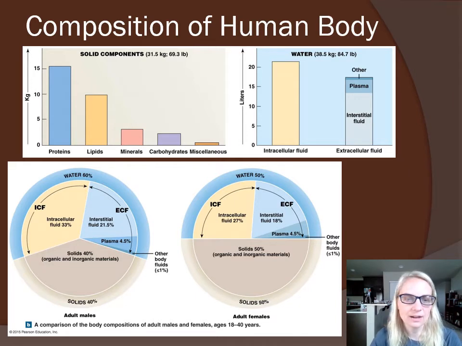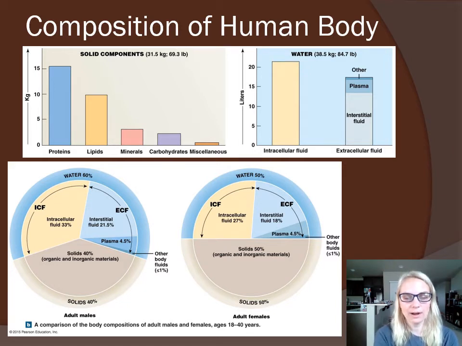So if we take a 150-pound person, about 70 pounds is going to be solid components, about 85 pounds are going to be liquid components. And if we take a look, the water is going to be found in liters. They're showing you liters here of ICF compared to your ECF. And again, the 2 major compartments in the ECF are plasma, interstitial fluid, and the other is kind of all those other things we just listed on the prior slide.